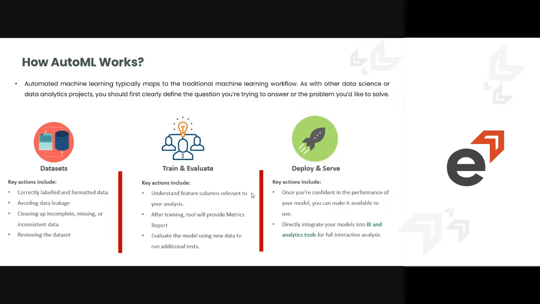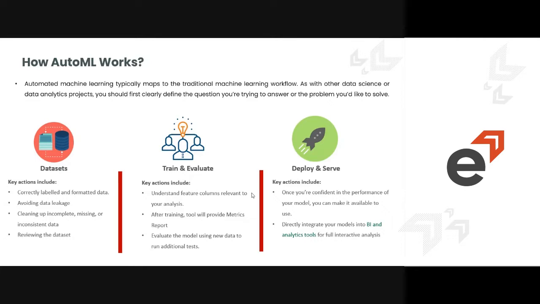Coming to data sets, the key actions are that the data set should be correctly labeled and formatted. We should avoid data leakage, and the data should be cleaned up. There shouldn't be any missing values, inconsistent data, or null values. Once these checkpoints are done, we can review the data set and then input it into the tool. Now, how can we train and evaluate the data?